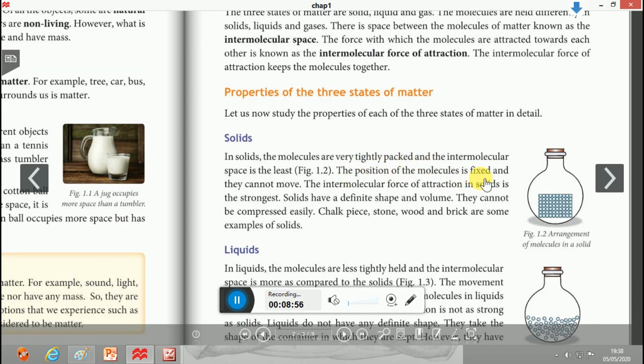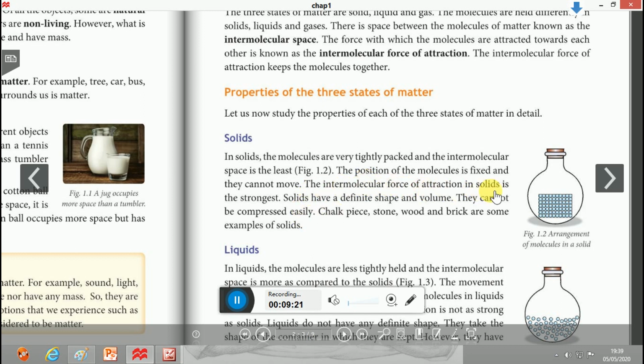The positions of the molecules are fixed because it has the least amount of intermolecular space. They can't move, but remember, the molecules vibrate on their mean positions. For the case of solid, the molecules vibrate but they can't move.